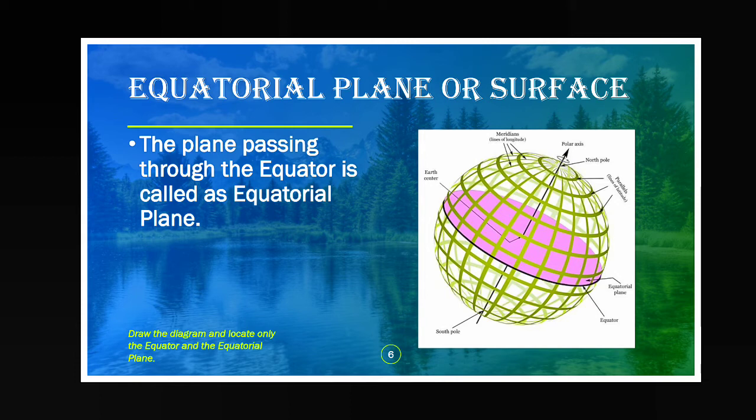Then you have to draw the diagram. You will draw these networks of parallels and meridians. Then you will draw the black color equator line. Then you will put the pink color in the equatorial plane. That is the thing you have to draw here in this class note.